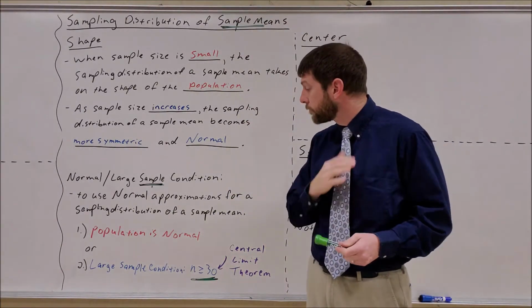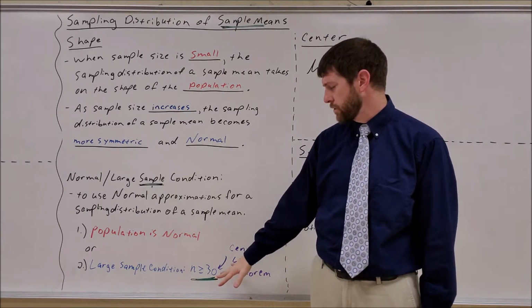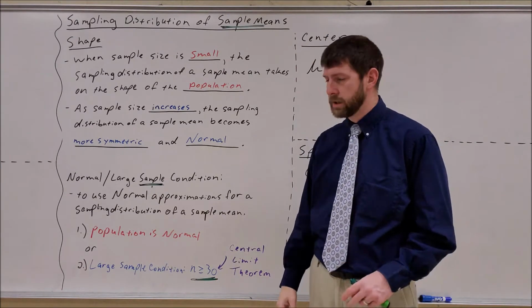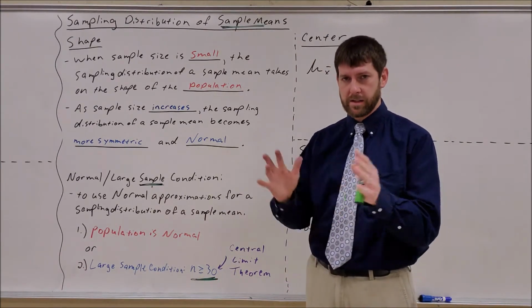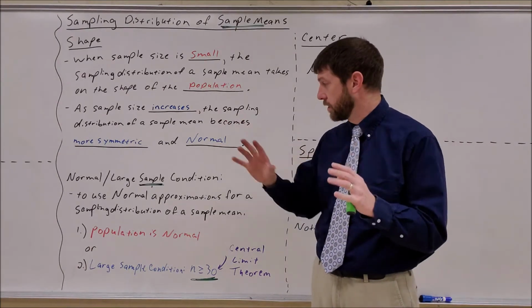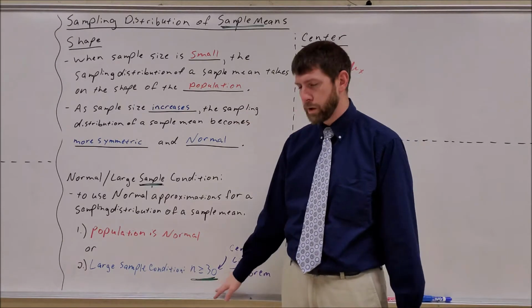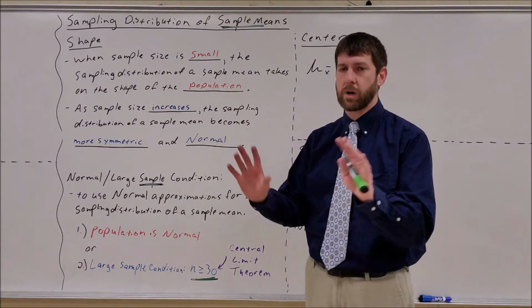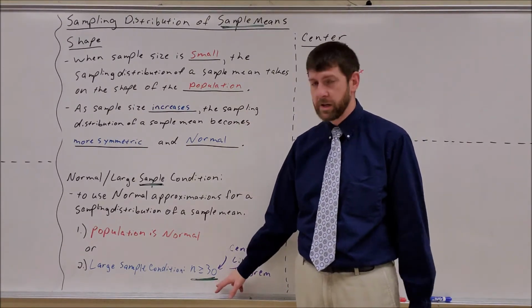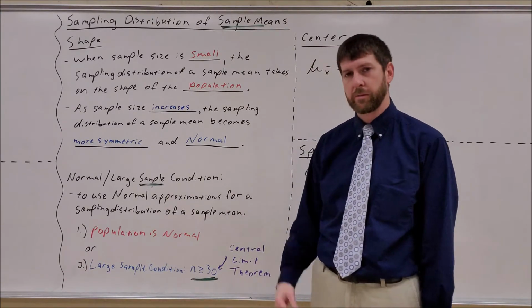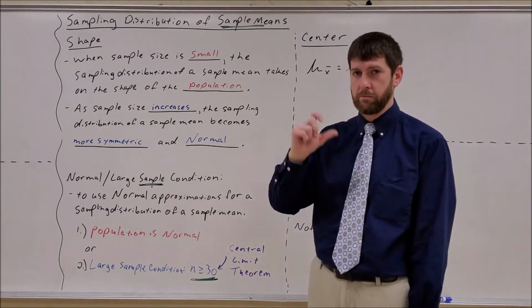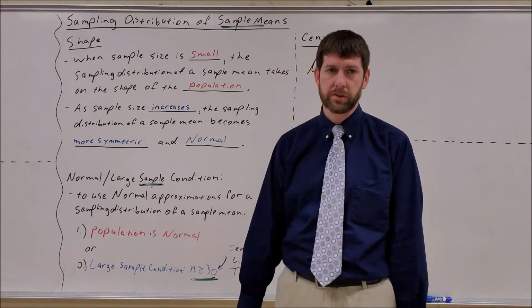N greater than or equal to 30. Now, some texts you'll see will say n greater than or equal to 40. Again, when you're getting into the calculus of when this thing becomes actually normal, there's a little bit of wiggle room in there, but we're going to use n greater than or equal to 30. Most things will accept n greater than or equal to 30. But again, there are situations where you may be required to have a little bit larger sample size.